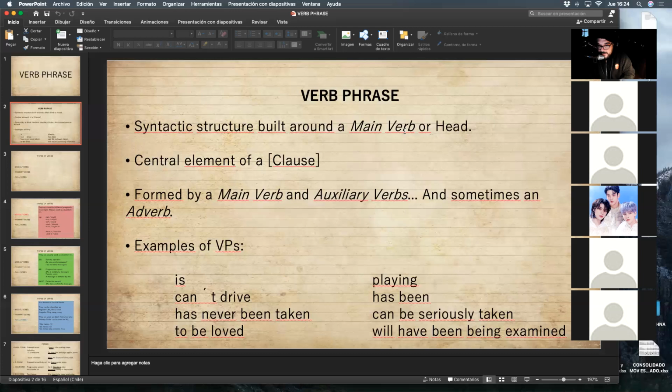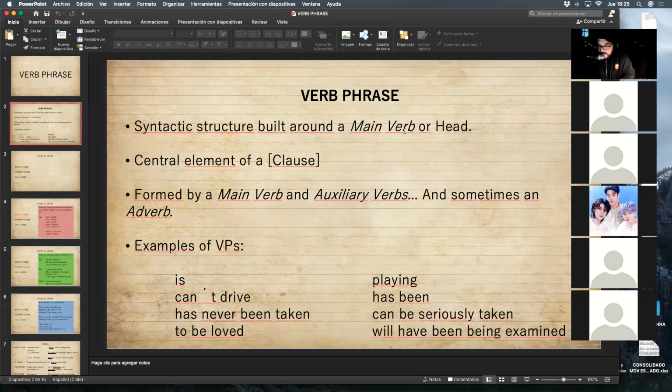Examples of verb phrases: there you have a lexical verb, can't drive. There you have the presence of a modal verb, a negative particle not, and the main verb, the verb head, drive. Has never been taken. In that place, you have the presence of a primary verb, has, the adverb premodifier never, the auxiliary verb been, and the main verb, lexical verb head, taken. To be loved is also another verb phrase.